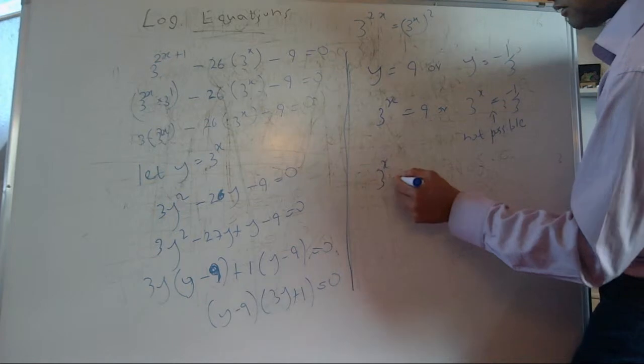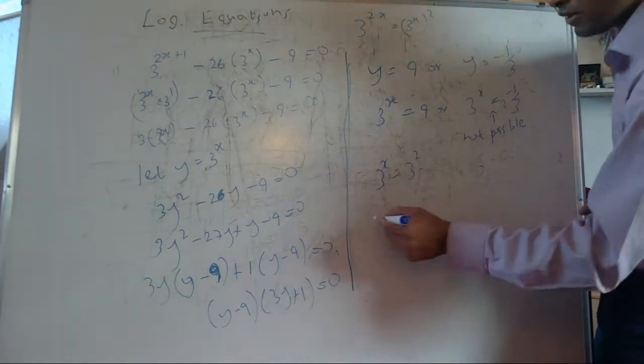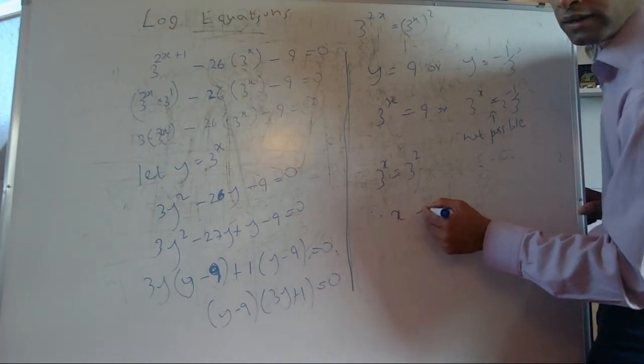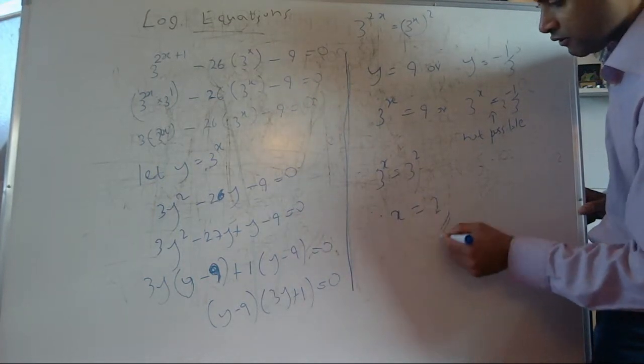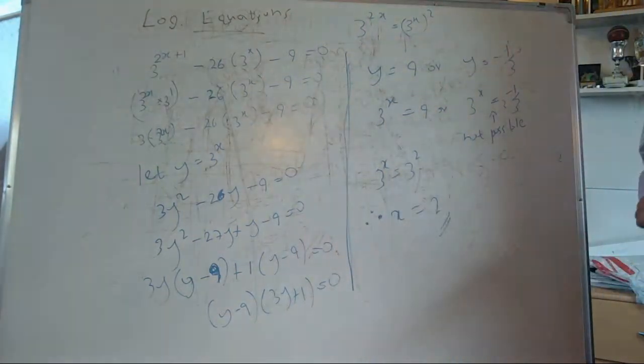So that means 3 to the x equals 9. 9 is the same as 3 squared. So 3 to the x equals 3 squared. So therefore x equals 2. And that is your solution. Okay? So I hope that's clear.